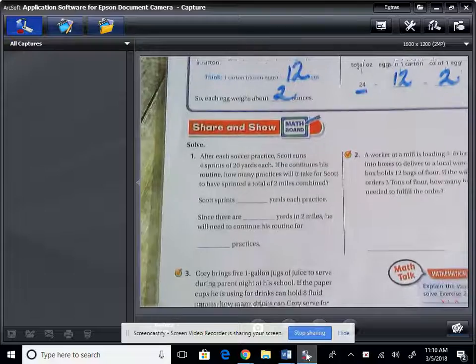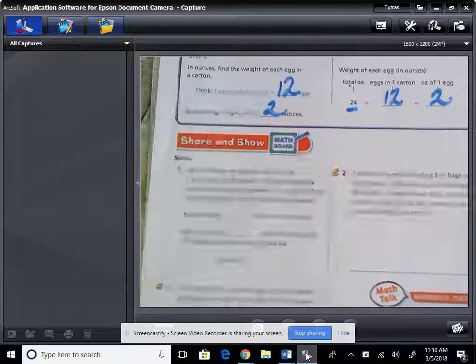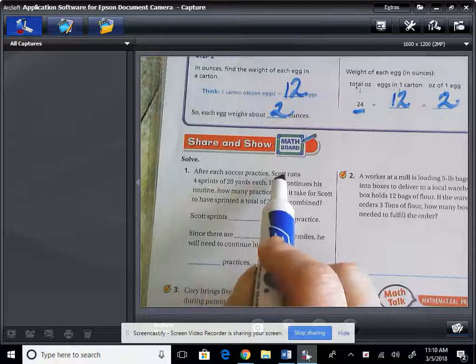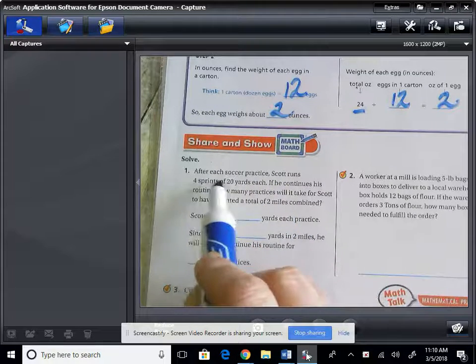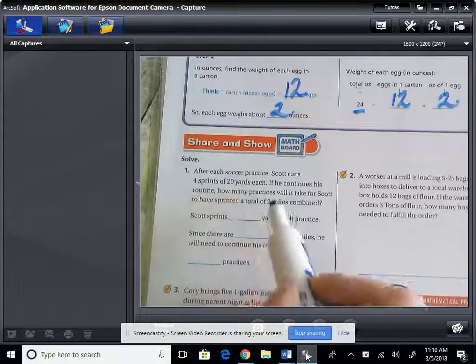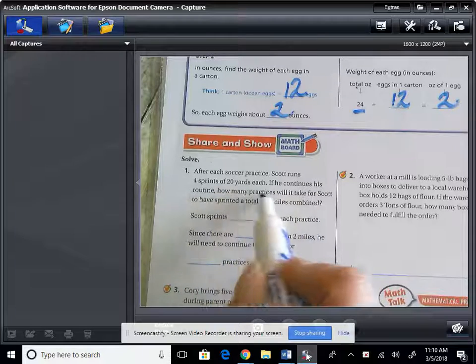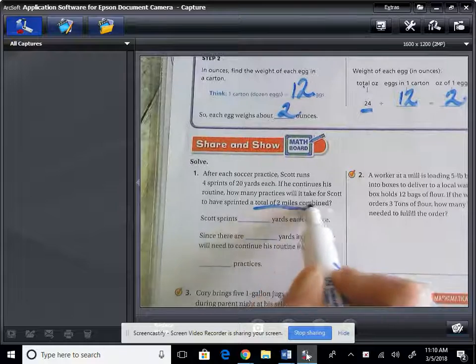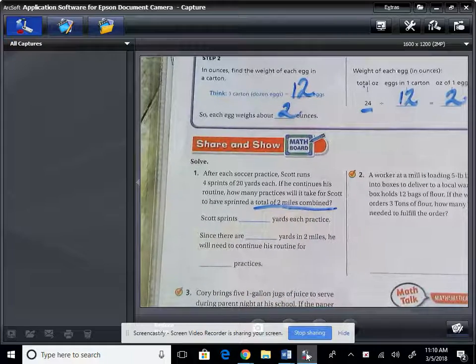All right, some more challenging steps to do. After each soccer practice, Scott runs 4 sprints of 20 yards each. If he continues his routine, how many practices will it take Scott to sprint a total of 2 miles combined? All right.